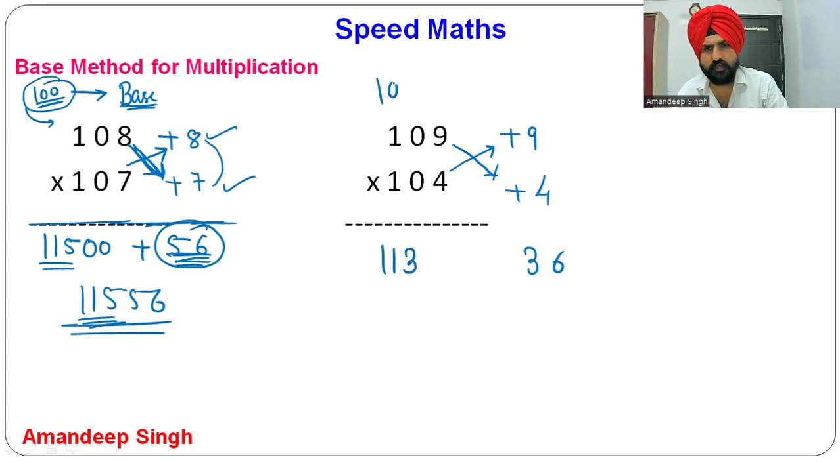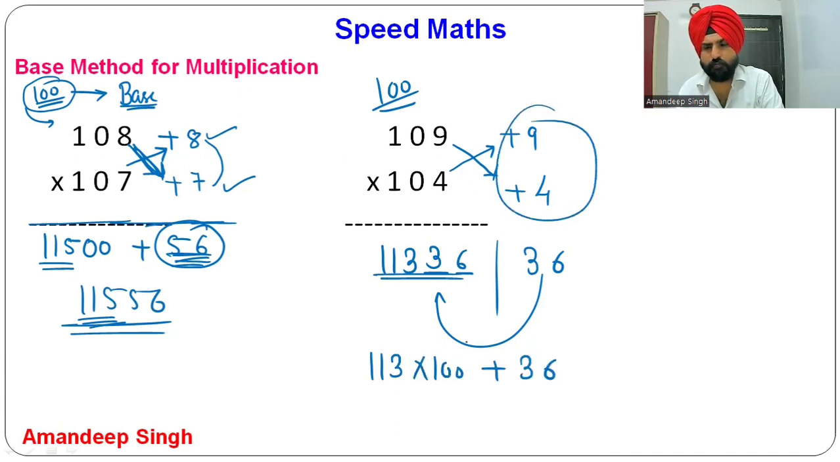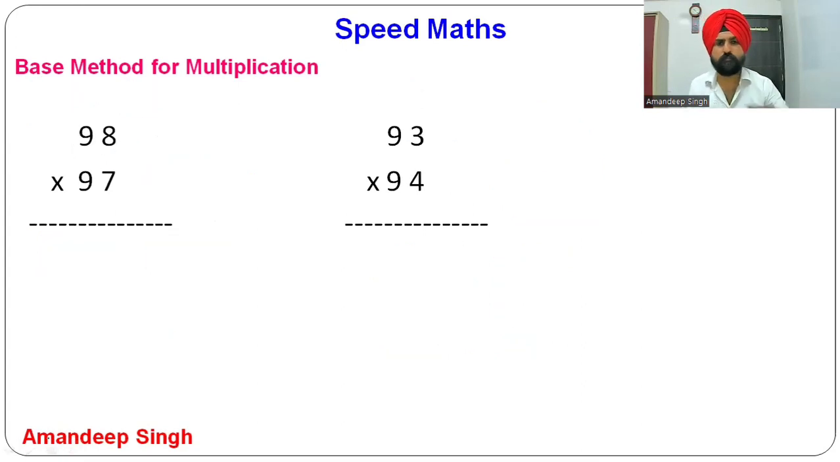So here our base is 100. Again, I have to write 2 digits here, but we already have 2 digits. That's why 11336 is my answer. It is 113 times the base and then add the product of the extra numbers. What do you get here? So the answer is 11336, right? This is the method of how to multiply using the base method. We'll have many examples for this particular method.